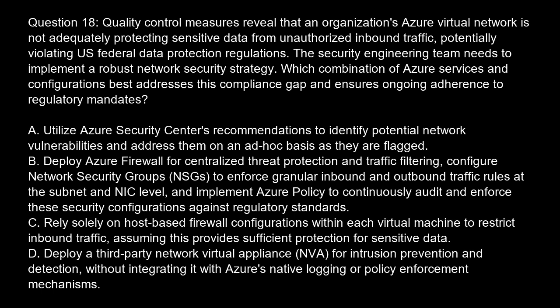Option A. Utilize Azure Security Center's recommendations to identify potential network vulnerabilities and address them on an ad hoc basis as they are flagged. Option B. Deploy Azure Firewall for centralized threat protection and traffic filtering. Configure network security groups, NSG, to enforce granular inbound and outbound traffic rules at the subnet and NIC level, and implement Azure policy to continuously audit and enforce these security configurations against regulatory standards.